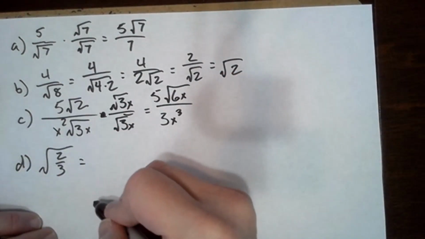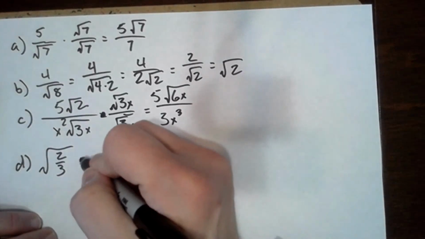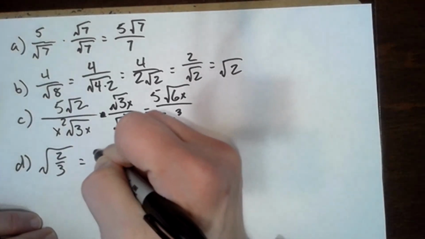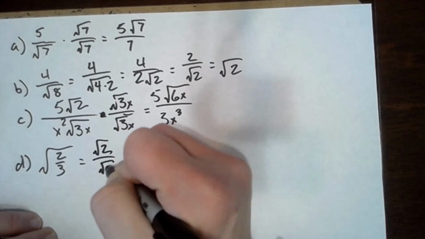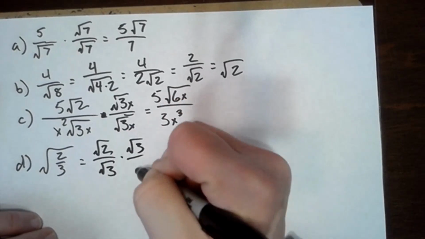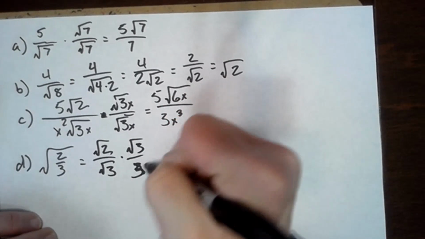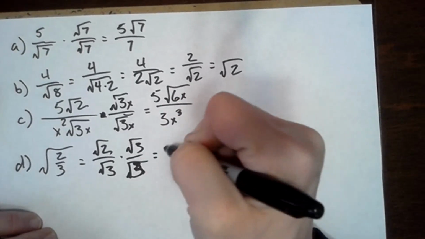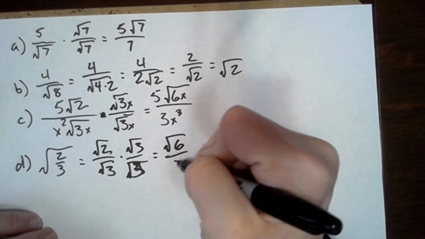Finally, we've got the square root of 2/3. So I'm going to rewrite that as the square root of 2 over the square root of 3. And I multiply numerator and denominator by the square root of 3. It gives me the square root of 6 over 3.